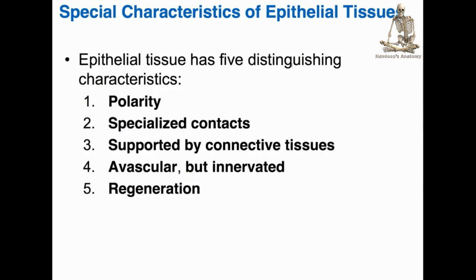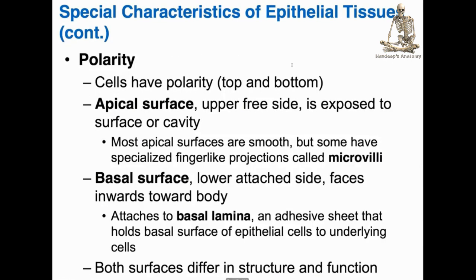And the fifth one is that it has the power of regeneration. As you might have learned in your skin chapter, the topmost layer of our skin cells is continuously being shed after a few days, and new cells are being replaced. So talking in detail about all these characteristics of the epithelial tissue, we may move further and discuss in detail.